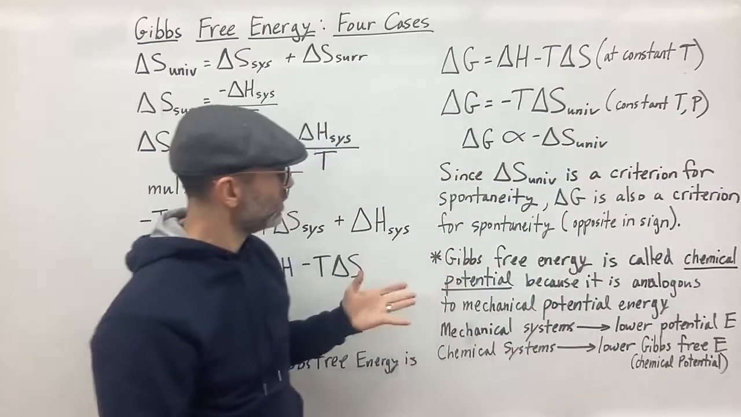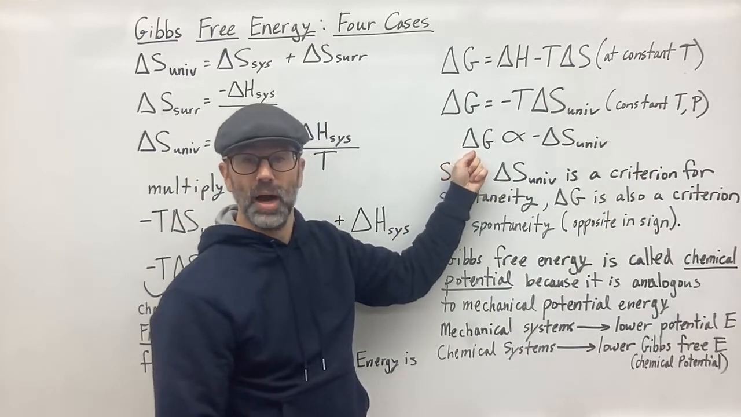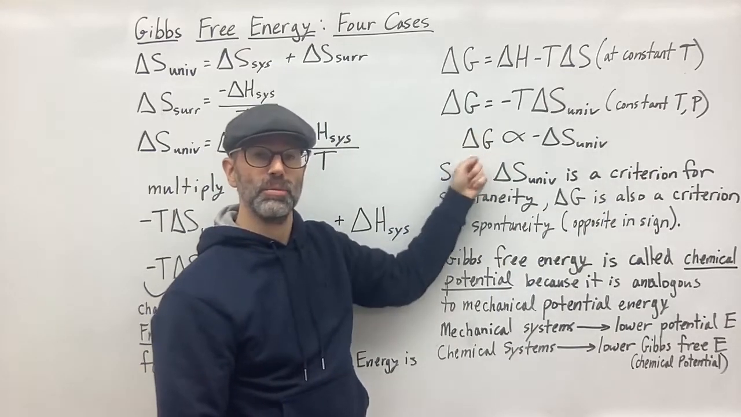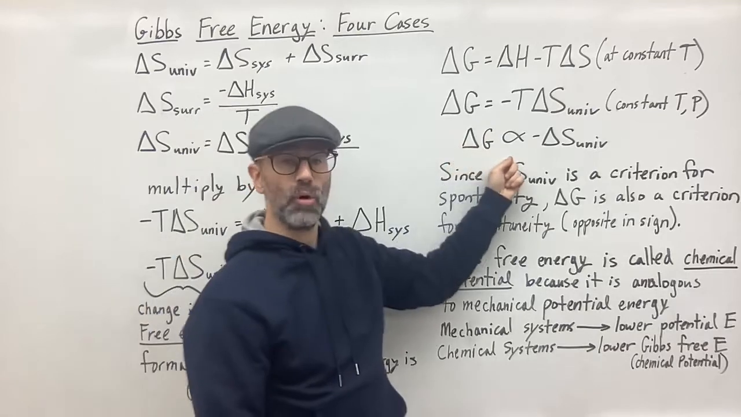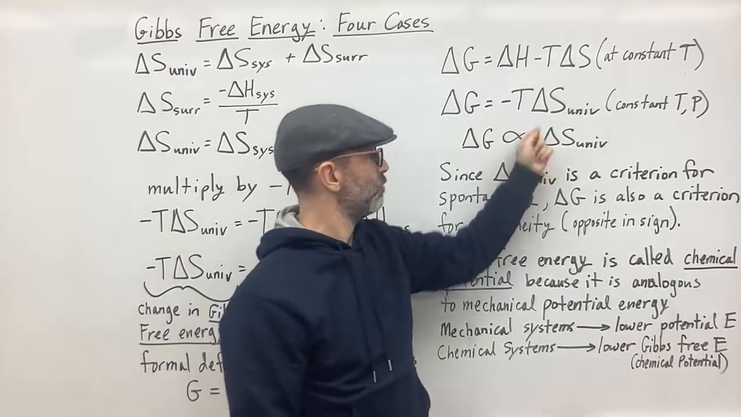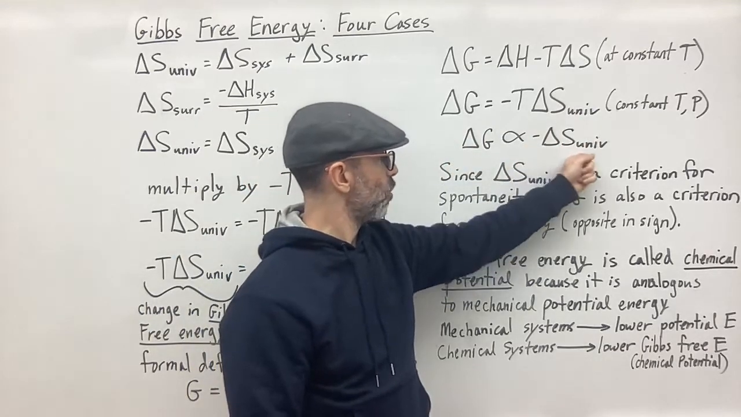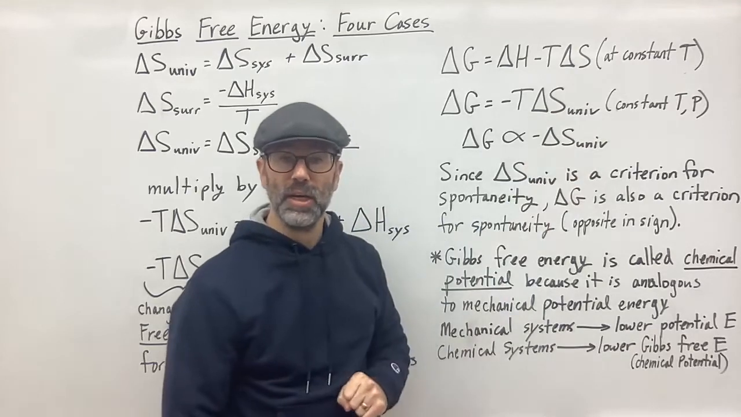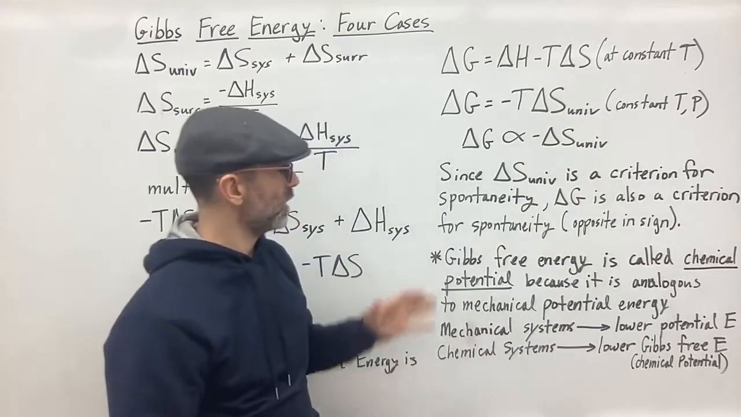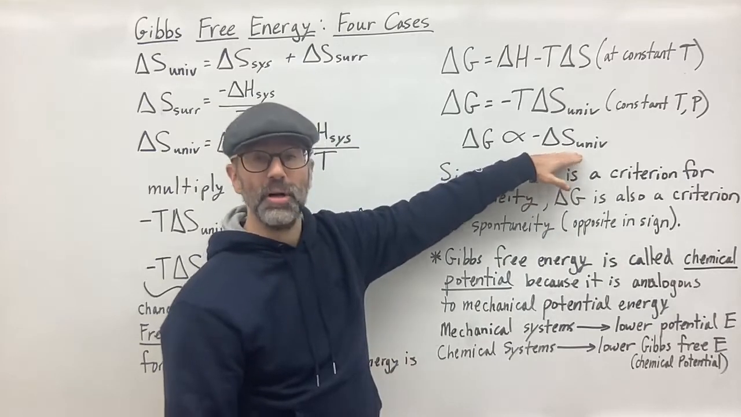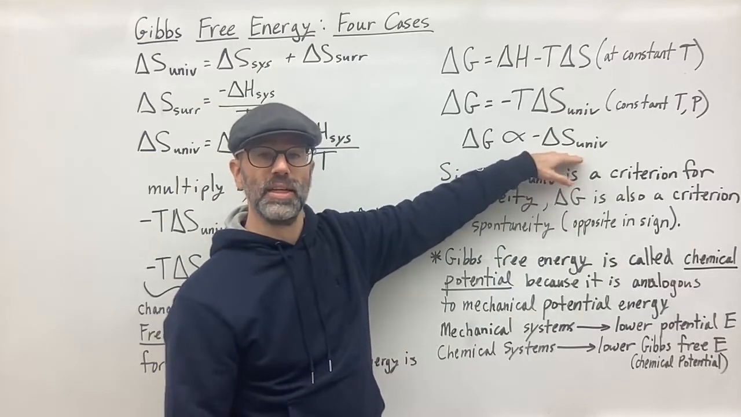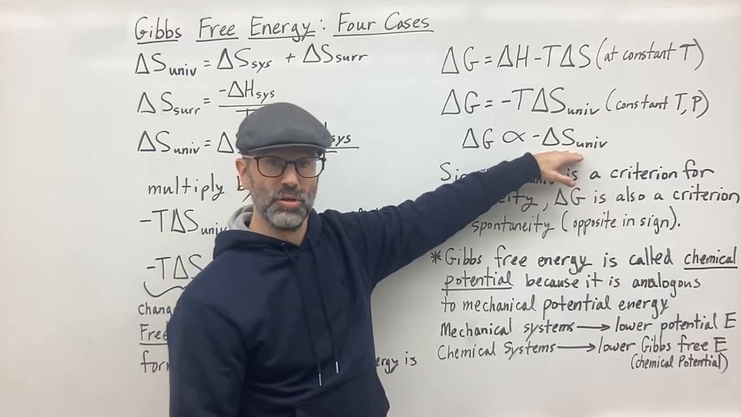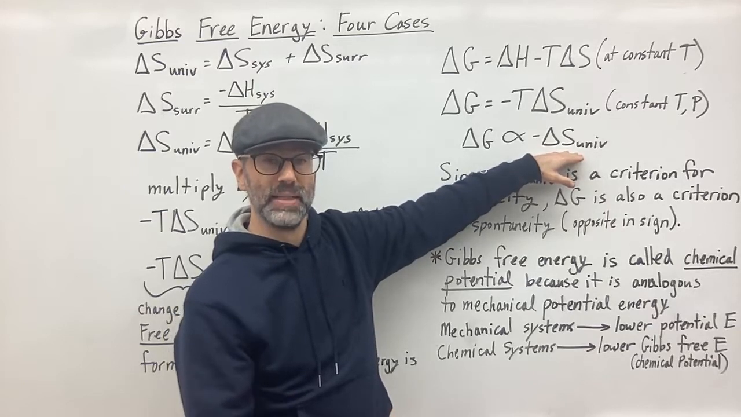So what this tells us is that the change in the Gibbs free energy is proportional to the negative change in your entropy of the universe. And that's important to keep in mind because remember that the change in the entropy of the universe is what is tied to the spontaneity of a reaction.